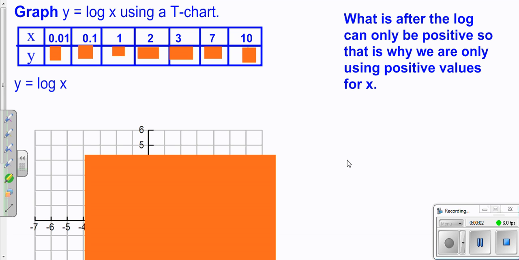Okay, now we're going to go ahead and take a look at graphing logarithmic functions. Now, we have just the log of x. But remember that log of x is really a common log, log base 10. So there's really a base here of 10, even though it's not written.